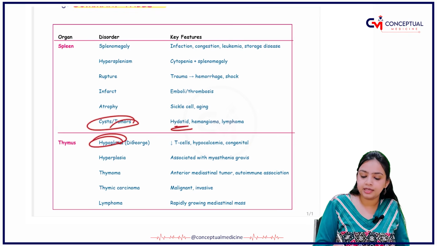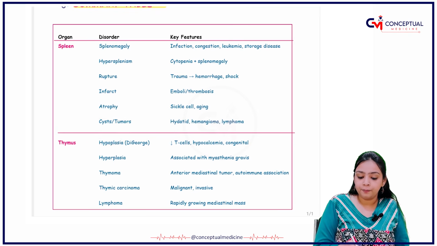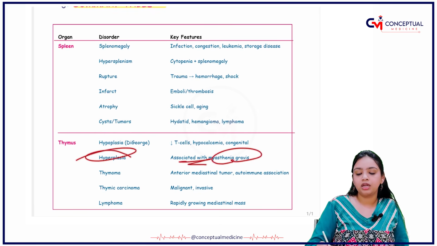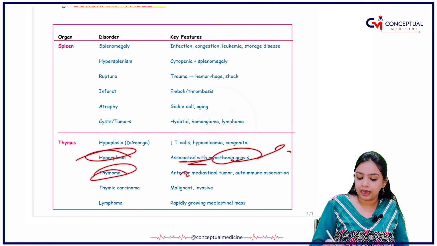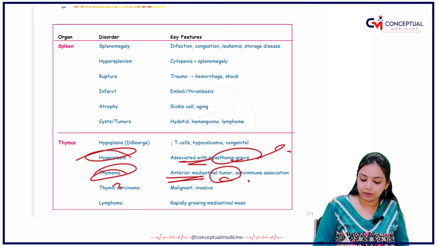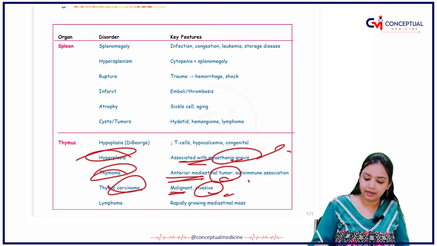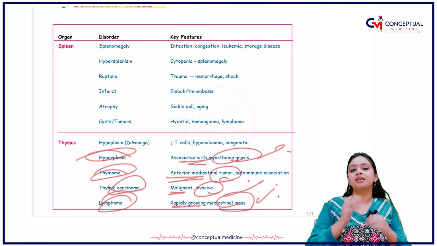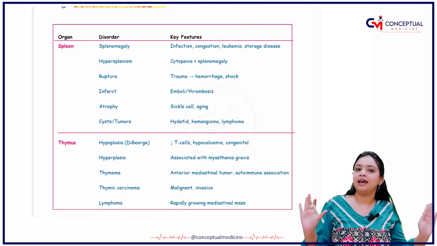Then you have atrophy, there is decrease in the T cell count. Then you have hyperplasia, it is associated with Myasthenia gravis; thymoma, anterior mediastinal tumor; and thymic carcinoma, malignant and invasive. For the lymphoma, it is rapidly growing mediastinal mass. So this was all about the spleen and thymic disorders.